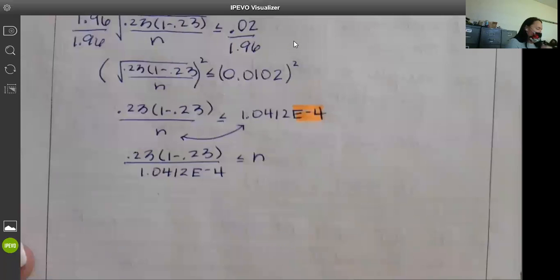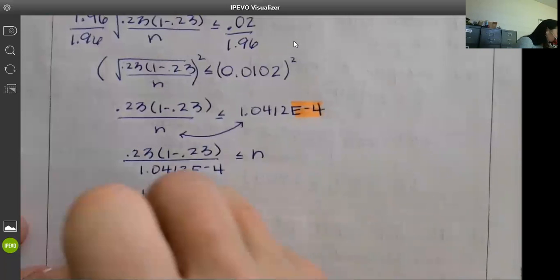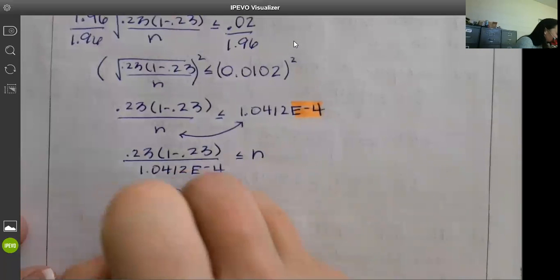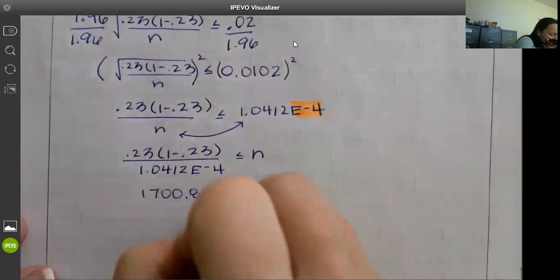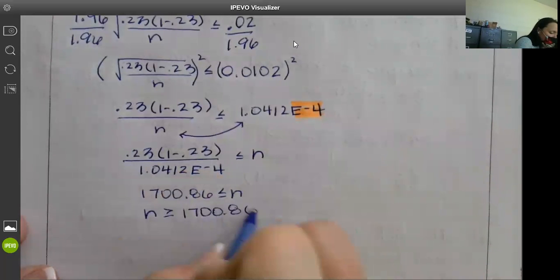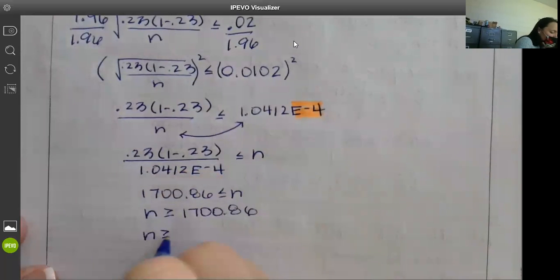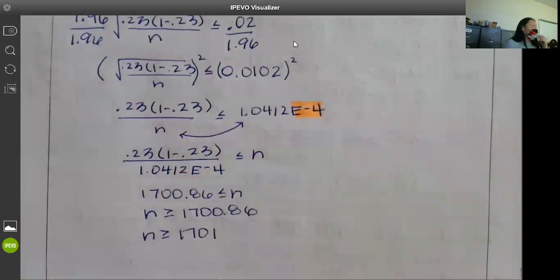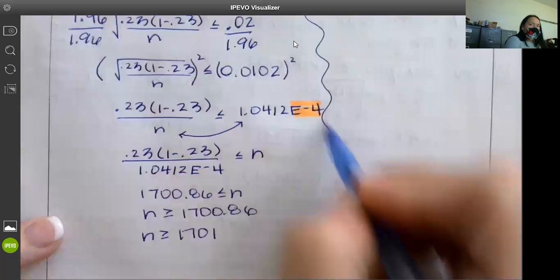And when you put that in your calculator, you get 1700.86 is less than or equal to n, which means that n has to be greater than or equal to 1700.86. But we want a whole number, and it's going to be the next one up. So n has to be greater than or equal to 1701. So this is the first one that I would accept.